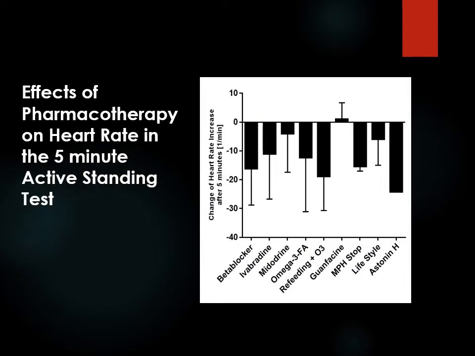In summary, most of our therapeutic approaches clearly, significantly decrease the heart rate increase during the active standing test. There's a comparable decrease with beta blockers and ivabradine. There's only a small decrease with midodrine, and a further significant decrease after omega-3 fatty acid supplementation or refeeding in children with anorexia nervosa.